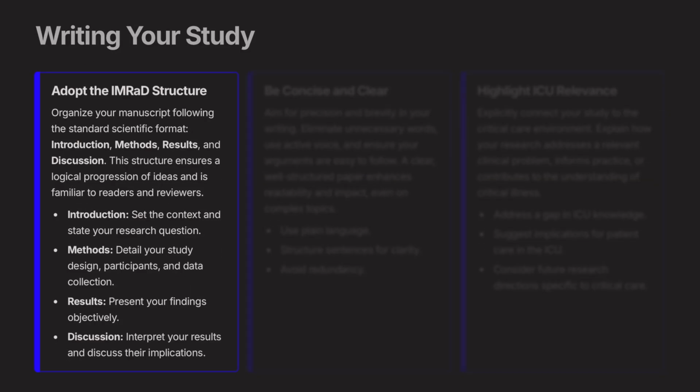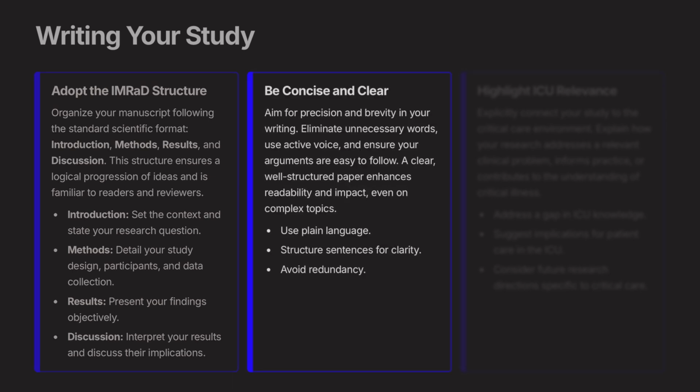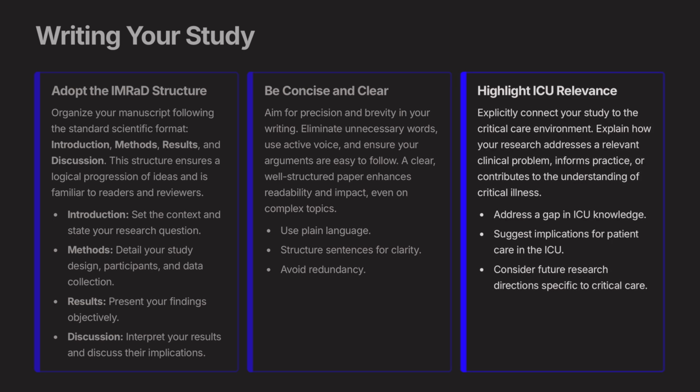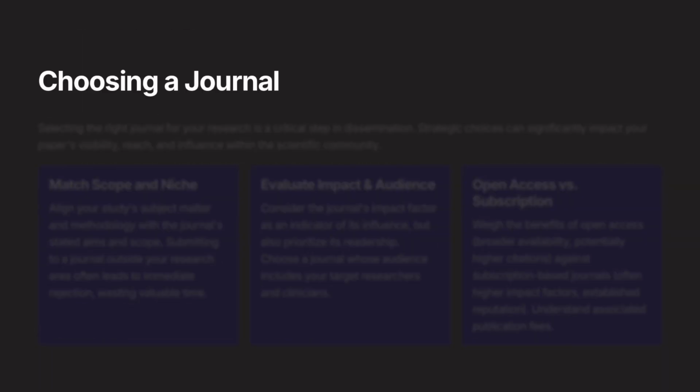Next, writing your study. Use the IMRAD structure: introduction, method, result, and discussion. Be concise and clear. Use plain language. Structure sentences with clarity. Avoid redundancy. Here you can take the help of AI. You have Paperpal, Grammarly. You can use both of them because Grammarly does a little more grammar correction. If you're not from a native English-speaking population, you would need these things for a good journal publication. Now, highlight ICU relevance in your study, which is going to be vital.